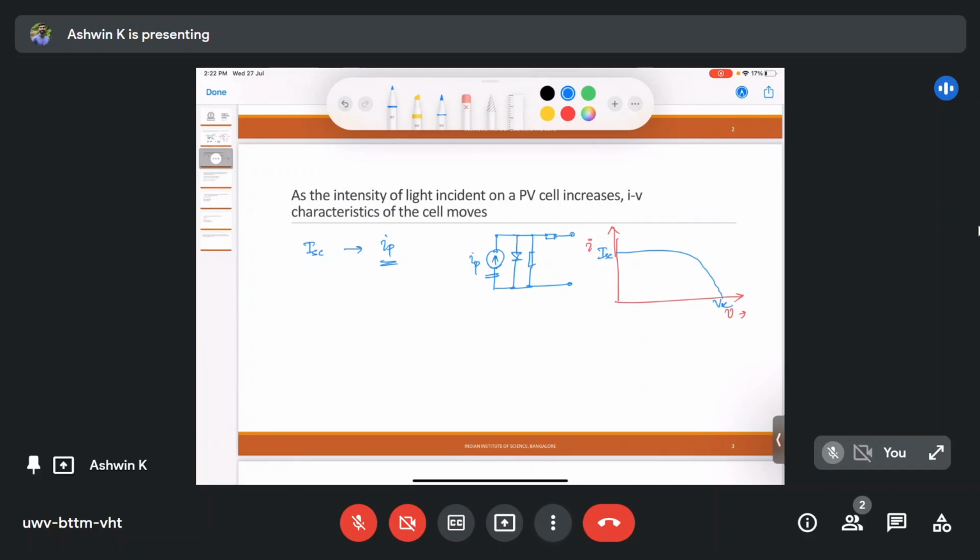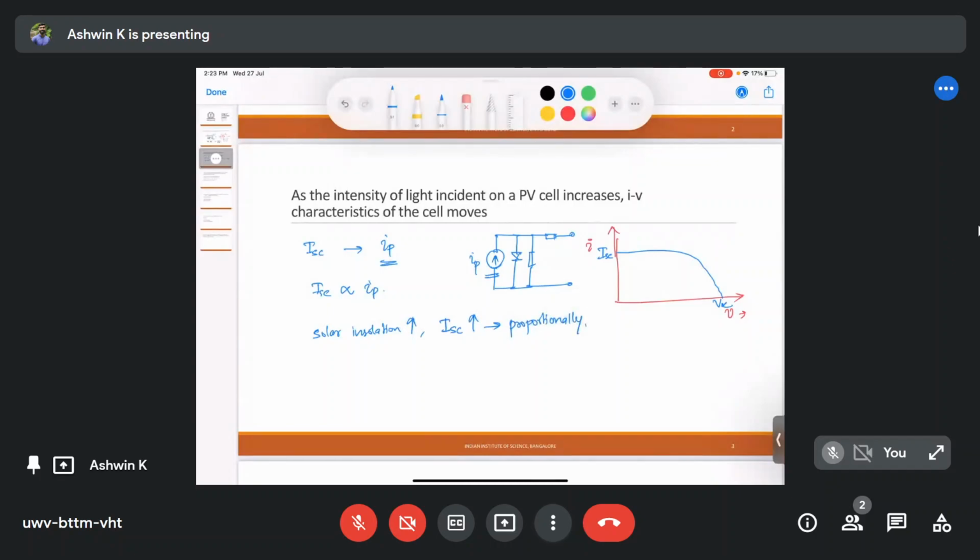So as and when the intensity of the light on the solar cell increases, you get more energy for the electrons in the solar cell to jump from the valence band to the conduction band, and the short circuit current increases. So you can see that ISC is directly proportional to IP. So if your solar insolation increases, your ISC is going to increase proportionally.